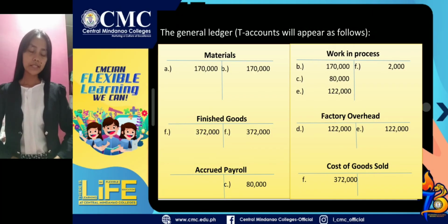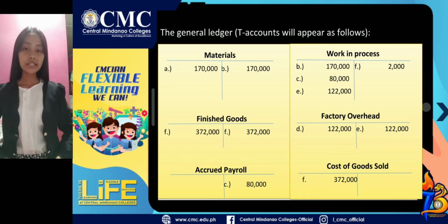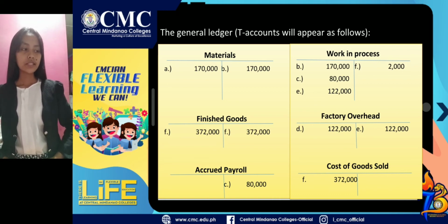So, in our work in process, nag-debit po tayo ng 170,000 kasi dito po yung nagsimula na magtrabaho yung mga employees ng trams sa paggawa ng telephones. At dito din po ginamit yung mga materials na pinurchase in the previous transaction. Kaya nga din po tayo nag-credit ng 170,000 na materials kasi ginamit na po yun sa pag-produce or sa trabaho. And then we also have transaction C and transaction E. Work in process, 80,000 and 122,000 of work in process. Kaya nadagdagan po yung debit side natin ng work in process.